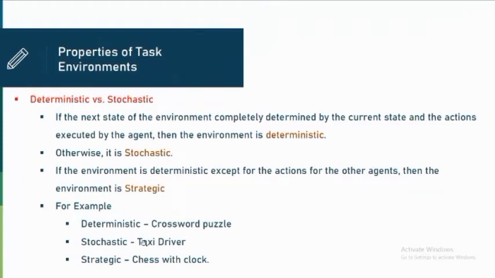Taxi driver: stochastic. If the agent is not able to determine the future step based on the current action or the current state, then that is stochastic. For example, a taxi driver may or may not be able to understand what will happen next in future, or where the turn is, or where the traffic is, where the signals are red and where the signals are green. We cannot identify that.